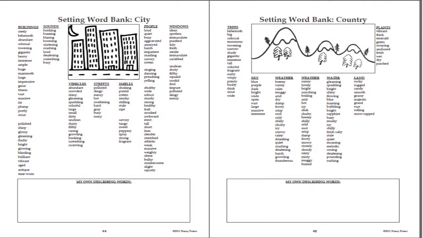On pages 44 and 45, if you are describing the setting, I have 2 different settings here. I have a city setting and I have a country setting. Again, I have the nouns labeling the different parts of the city or the country. So we could have windows, people, the buildings, the sounds, the trees, the weather. And then we have descriptive words underneath those nouns in order to help describe the city or the country.